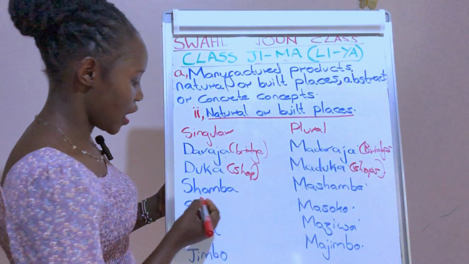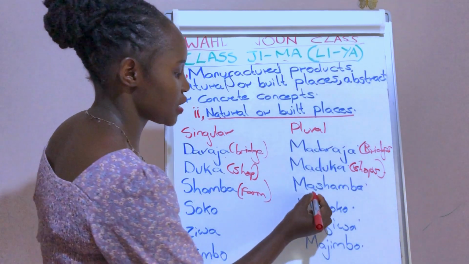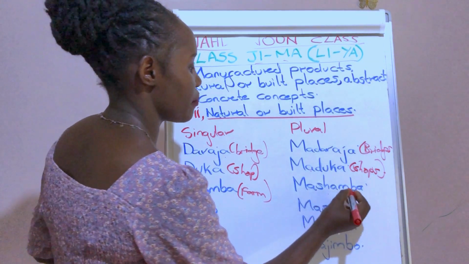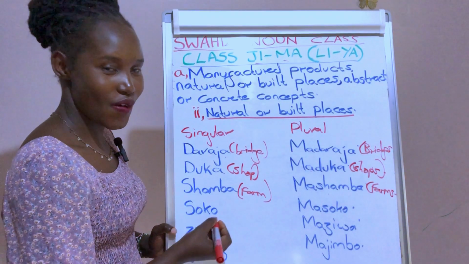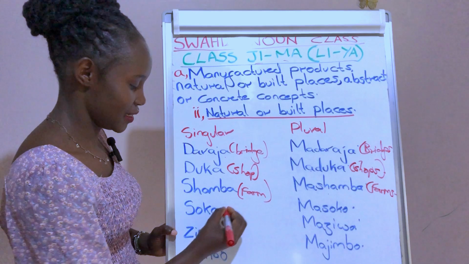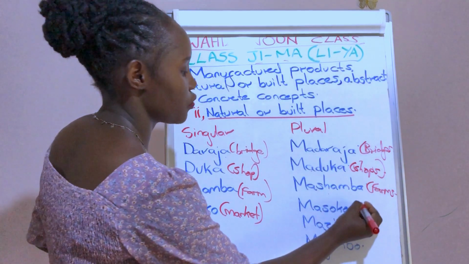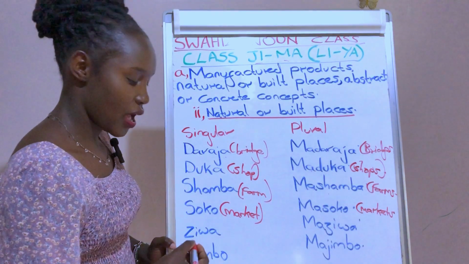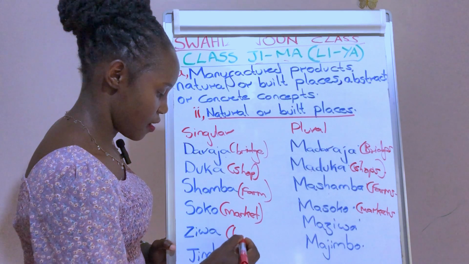Our next noun we have shamba, a farm. In plural we say mashamba, these are farms. And then we have soko, this is a market. When there are many, we say masoko for markets. Here we have ziwa, this is a lake.